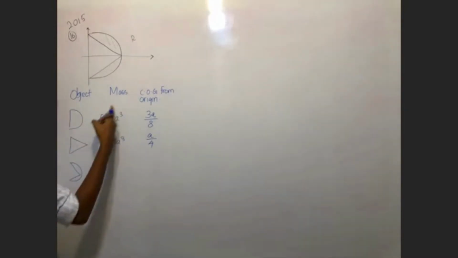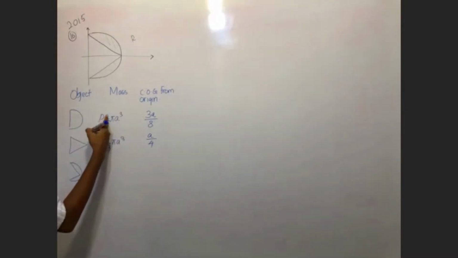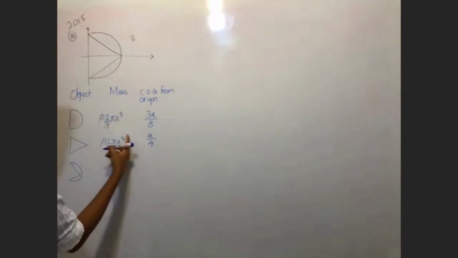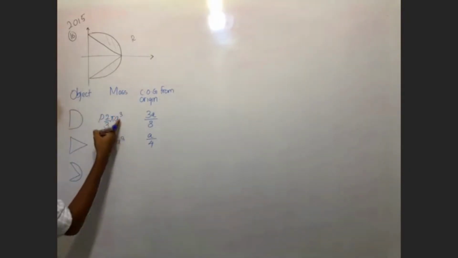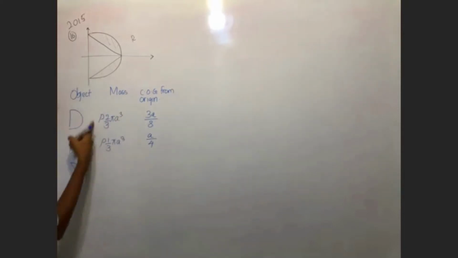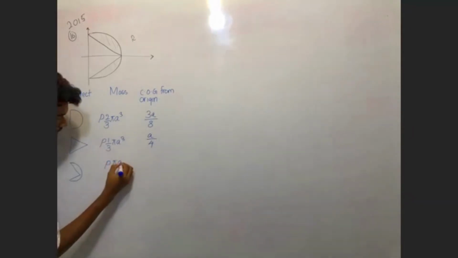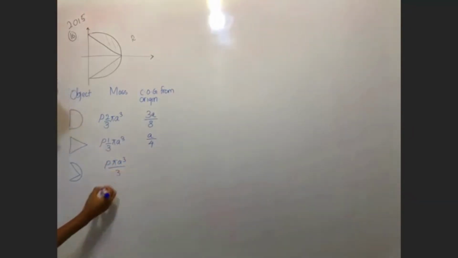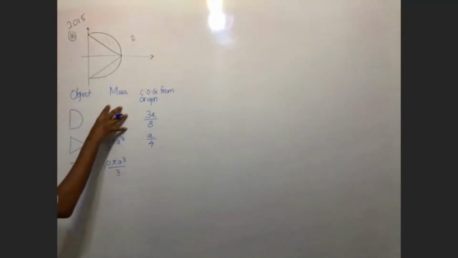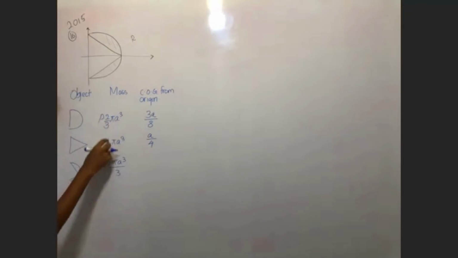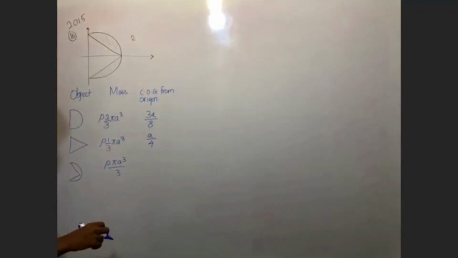What is this? From this you need to subtract this. So from 2 pi a cube rho over 3, you need to subtract pi a cube rho over 3. So when you subtract this from this, you're going to get, once again, rho pi a cube over 3. Here it's 2, here 1, 2 minus 1, 1.